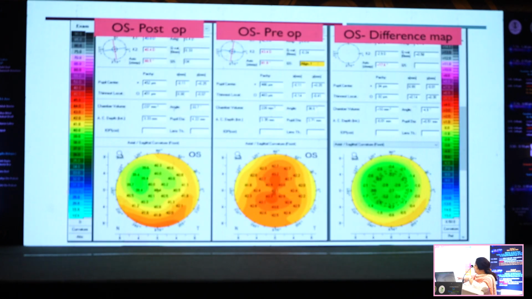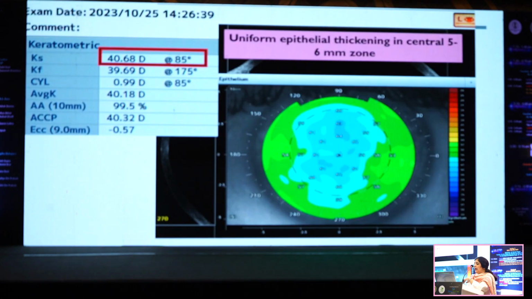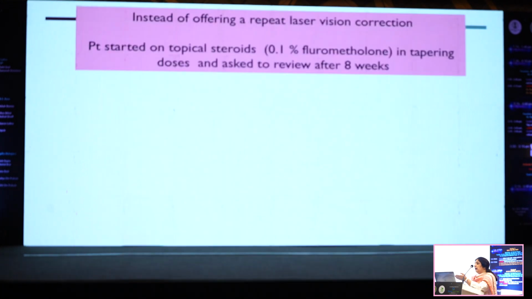And so if we look at the pre and the post-op maps and the difference map on the right, this is a fairly well-centered ablation. But if you look at the epithelial mapping, the epithelium is thickened in the center. The steep axis on the keratometry is at 85 degrees, and the epithelium is also steeper in that axis. So the epithelial hyperplasia probably may be contributing to the effect of the regression, and in these cases it's been shown that in the early cases, if we start steroids, they may have an effect before we go in for a re-enhancement.